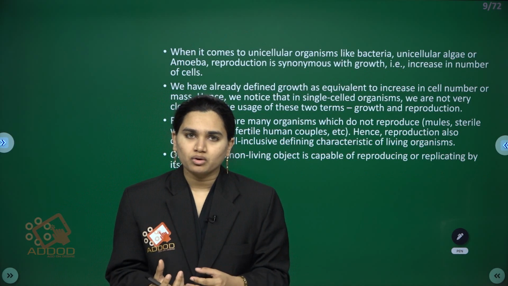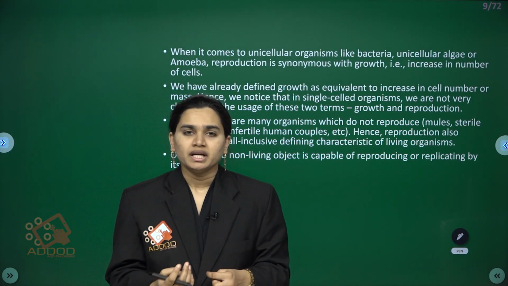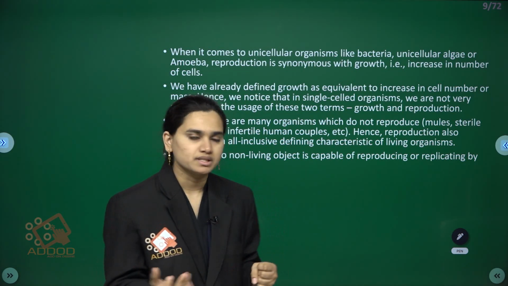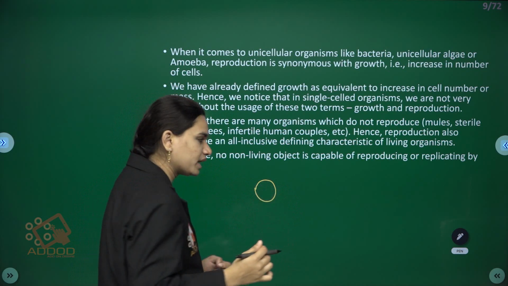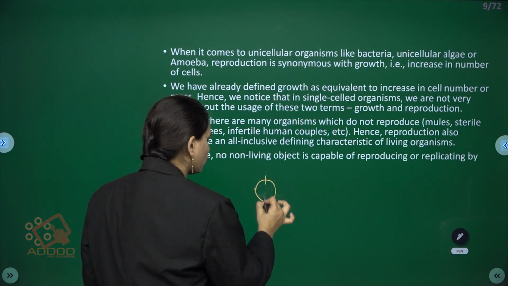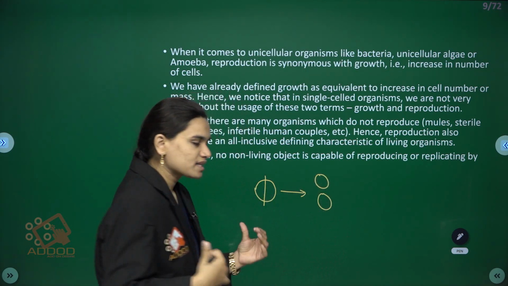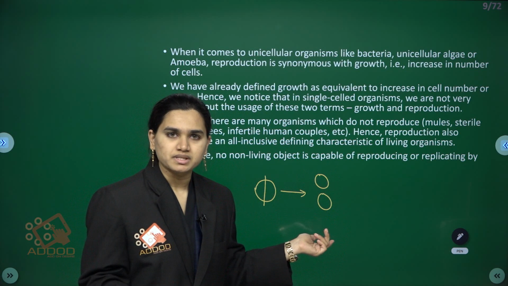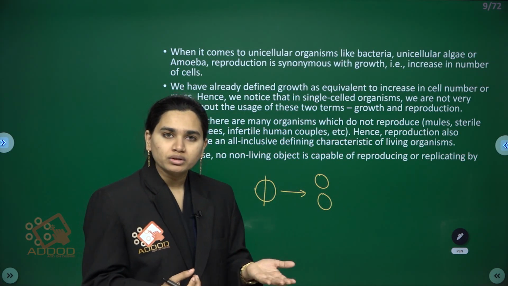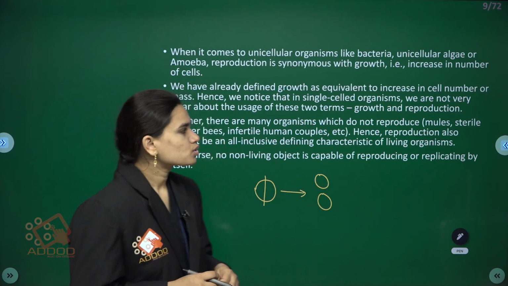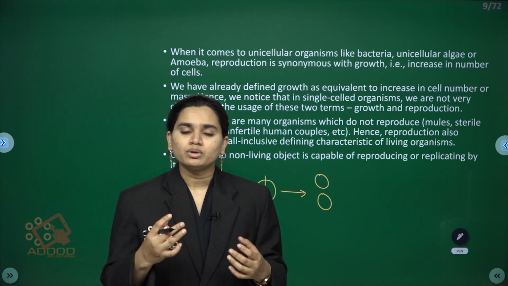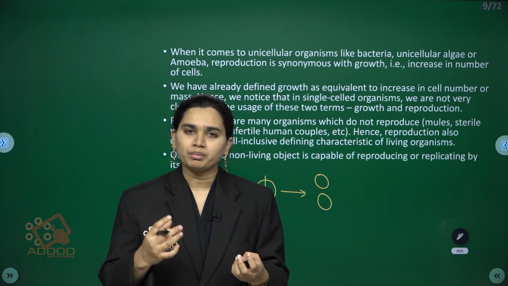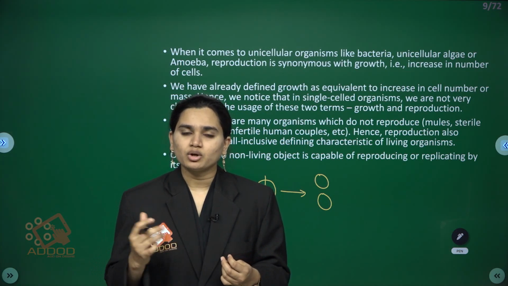Now, when we go to unicellular organisms like bacteria or amoeba, in those cases reproduction or growth is equal to reproduction, that is, the increase in the number of cells. In the case of bacteria, they multiply through binary fission. In binary fission, one organism is converted into two organisms. So reproduction is taking place, and after reproduction there is an increase in the number of organisms. Hence, in unicellular organisms, growth is synonymous with reproduction. So we can say that in unicellular organisms, you cannot properly differentiate between growth and reproduction. In multicellular organisms, you can properly differentiate, but it is difficult in single-celled organisms such as bacteria.